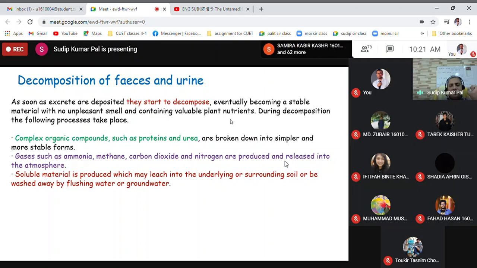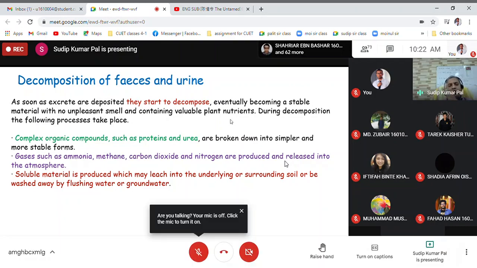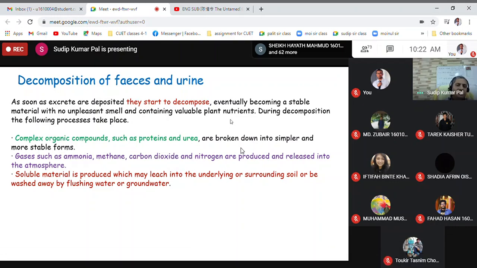Soluble material is produced which may leach into the underlying or surrounding soils or be washed away by flushing water or groundwater. So what other thing is happening? Some of the insoluble matter becomes soluble, and when it becomes soluble, it is carried with water, washed away by groundwater. So it joins the groundwater. This also happens at the same time.